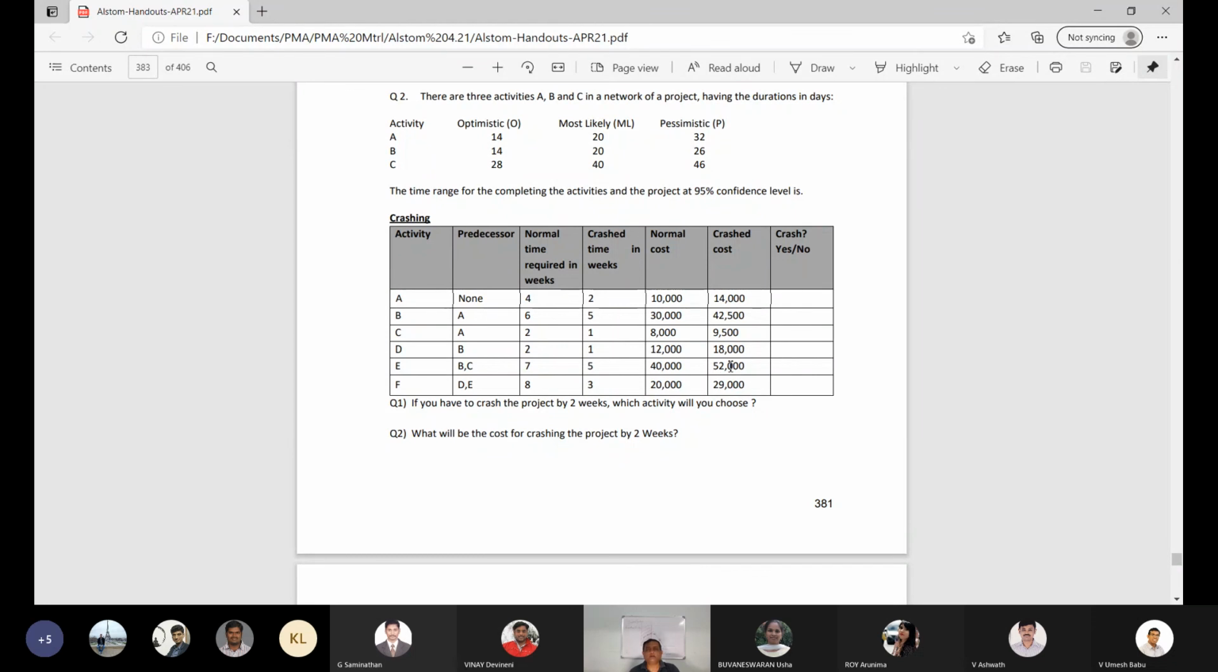From 40,000, it has gone up to 52,000. From 7 weeks, it has come down to 5 weeks. So what is your crashing cost per week? 6,000. Okay.